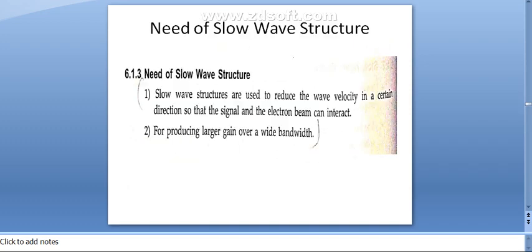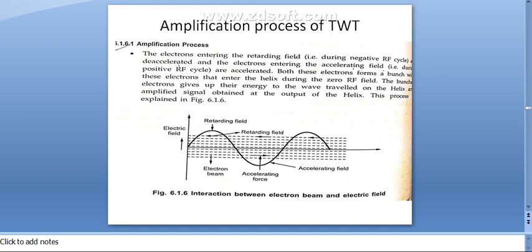What is the need of the slow wave structure? Slow wave structures are used to reduce the wave velocity in a certain direction so that the signal and the electron beam can interact, producing larger gain over a wide bandwidth. This is the need of the slow wave structure.